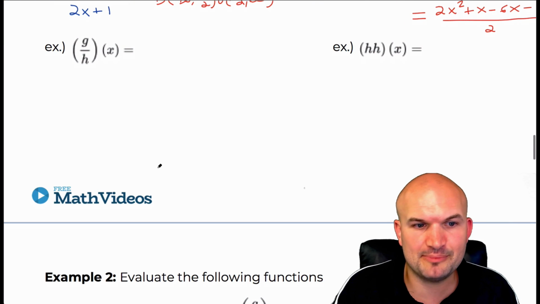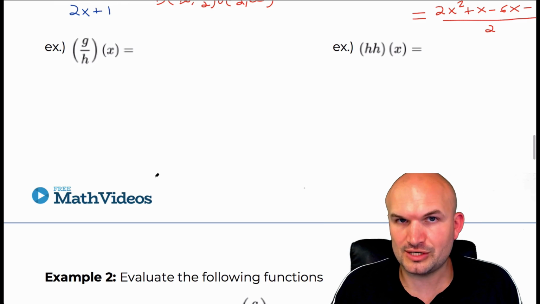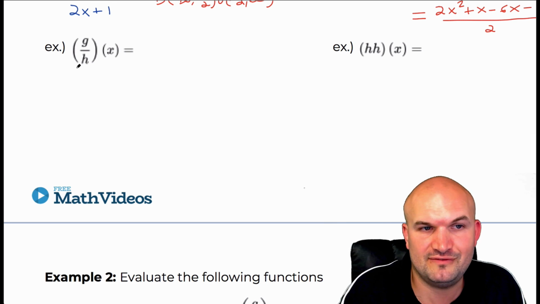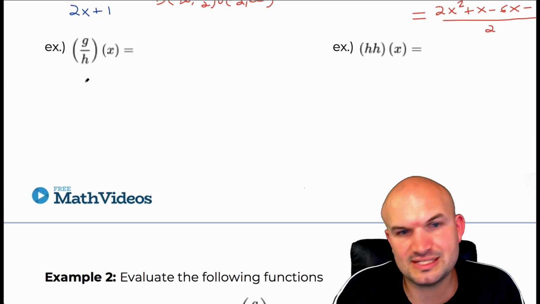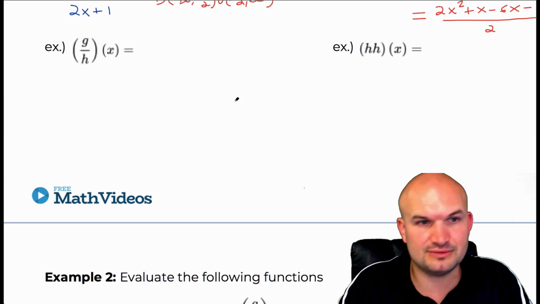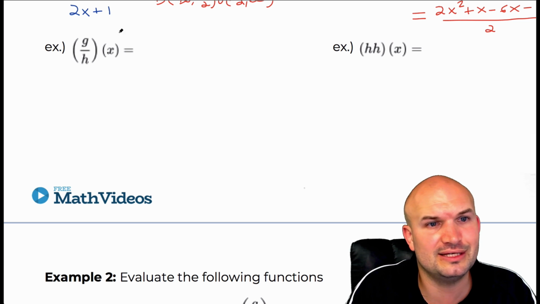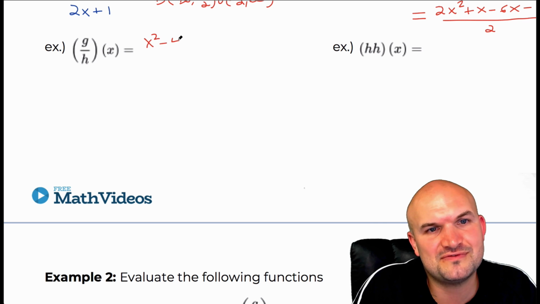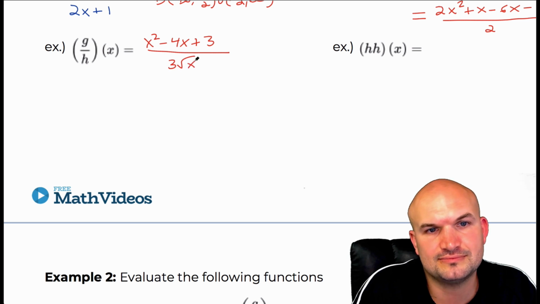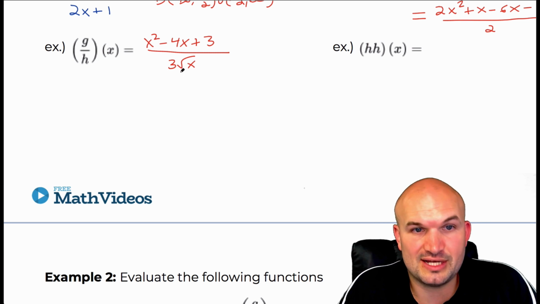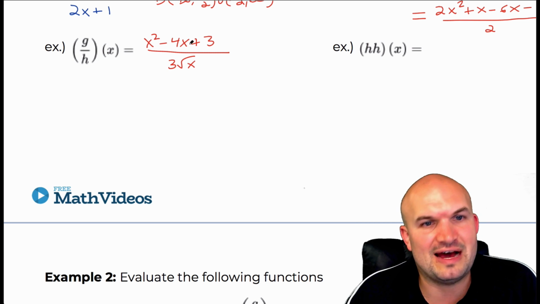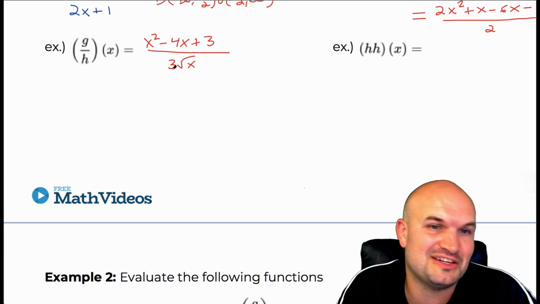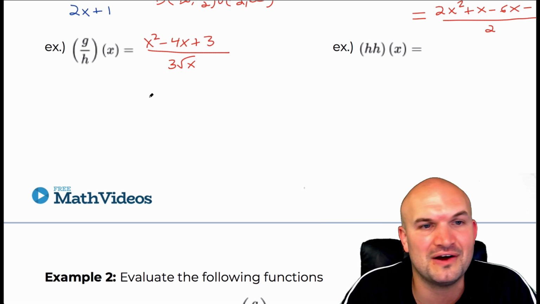All right, let's wrap up here with the last two examples. This is my longest example, and I do apologize for it. It is pretty long. So in this case, we're going to do g divided by h. Man, I really liked doing the g function. So I have x squared minus 4x plus 3 divided by 3 square root of x. There's really nothing else I can do. We could try dividing and doing some crazy stuff, but they're not like terms, so it's not really going to get you very far.